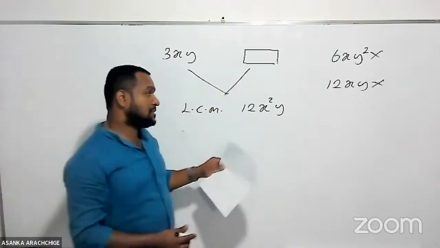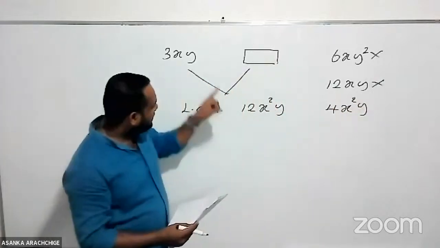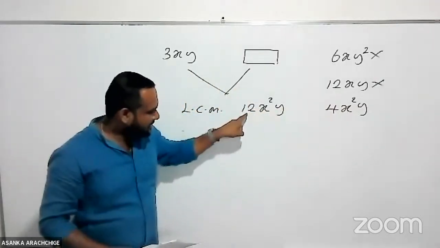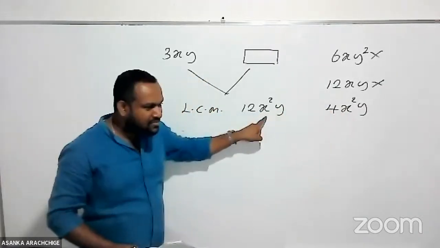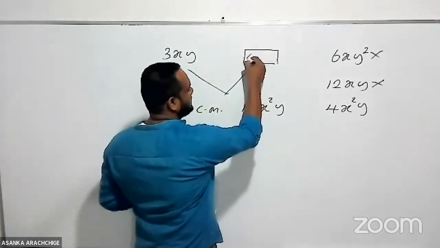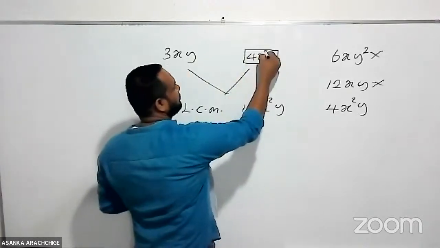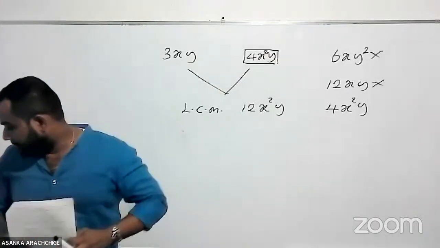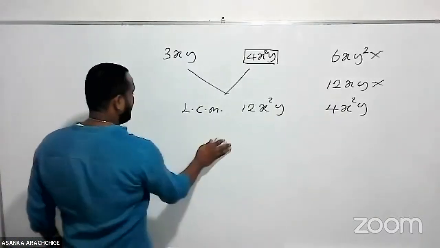Next one, 4x squared y. What is the least common multiple of 3 and 4? That is 12, that is okay. x and x squared, the highest one, x squared. y and y, that is y. 4x squared y, yes. The answer is 4x squared y.